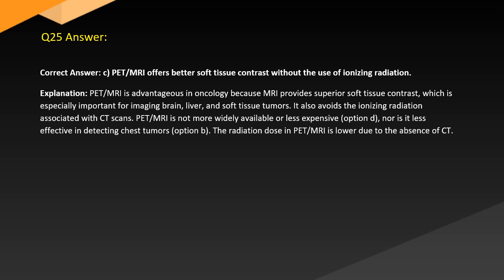Answer. Correct answer, C. PET/MRI offers better soft tissue contrast without the use of ionizing radiation. Explanation. PET/MRI is advantageous in oncology because MRI provides superior soft tissue contrast, which is especially important for imaging brain, liver, and soft tissue tumors. It also avoids the ionizing radiation associated with CT scans. PET/MRI is not more widely available or less expensive, option D, nor is it less effective in detecting chest tumors, option B. The radiation dose in PET/MRI is lower due to the absence of CT.